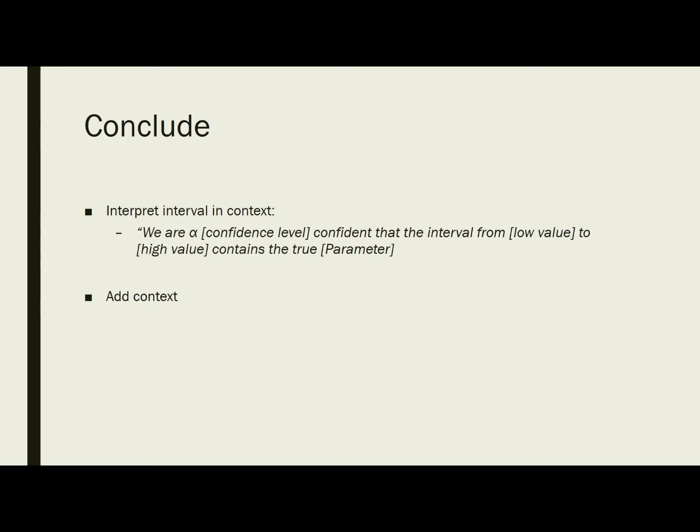So if we're going to use the previous example, we could possibly say we are 95% confident that the interval of blank to blank contains the true mean of papers needed to print for the class, or whatever the parameter happens to be. But don't forget to add context and explain what the conclusion means relative to the problem.